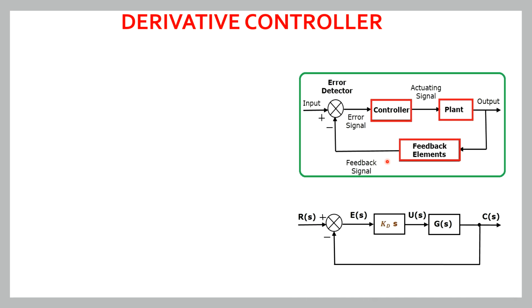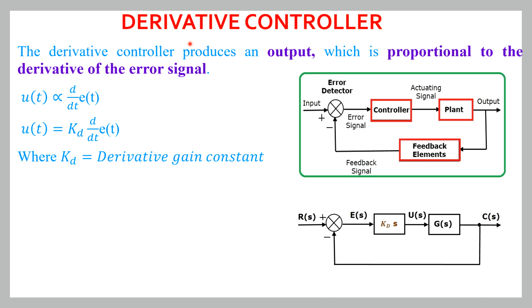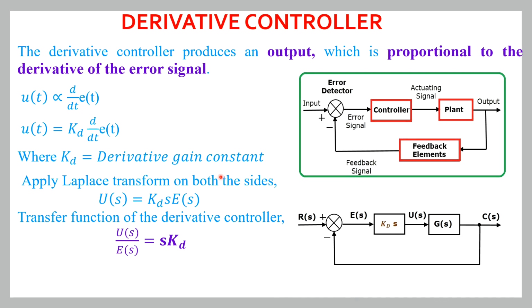A derivative controller is going to be introduced in the place of a controller. The controller output is called the actuating signal, and the controller input is the error signal. The error signal is notated as E of S and the actuating signal is represented as U of S. As the controller produces output proportional to the derivative of the error signal, we can write U of t is proportional to d by dt of E of t. Let us remove the proportional symbol by adding Kd. Kd is called the derivative gain constant.